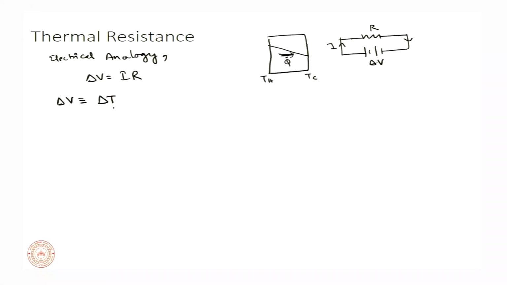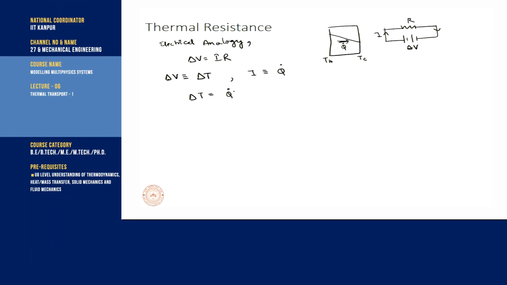So, voltage is equivalent to temperature difference, current is equivalent to the heat transferred, that is the net energy transfer. If that is the case, then if we write our equation, put these values over here, then delta V becomes delta T, it will be equal to the current becomes Q dot and the resistance becomes our thermal resistance. Okay, let's rewrite this equation. So we will have Q dot equal to delta T over R thermal. So this is of our interest, it is called the thermal resistance.